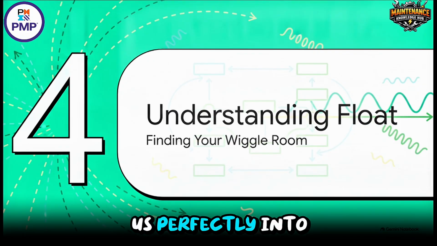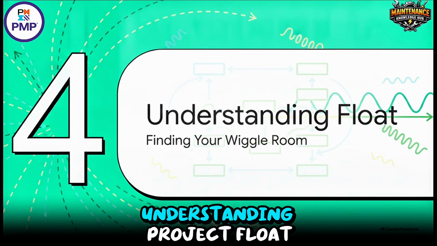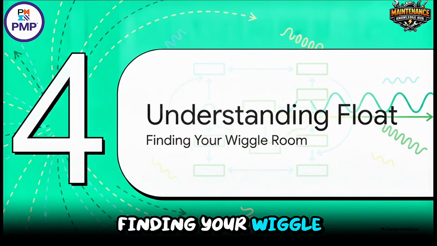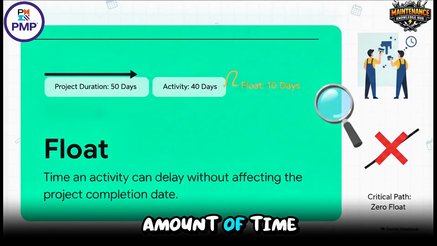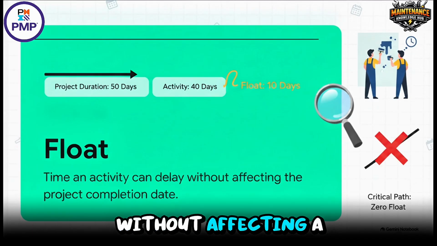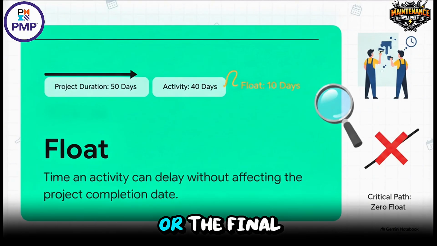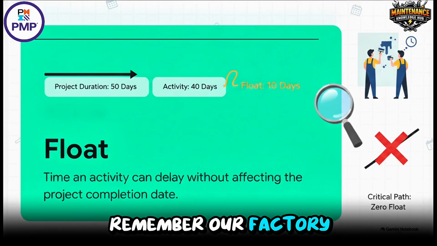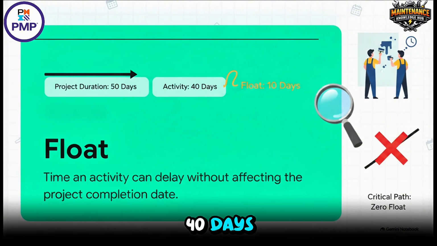Well, that leads us perfectly into Section 4, Understanding Project Float, Finding Your Wiggle Room. Float is the amount of time an activity can be delayed without affecting a defined project milestone or the final completion date. Remember our factory painters? Their path takes 40 days, but the overall project has 50 days to complete. That means they have 10 days of float.